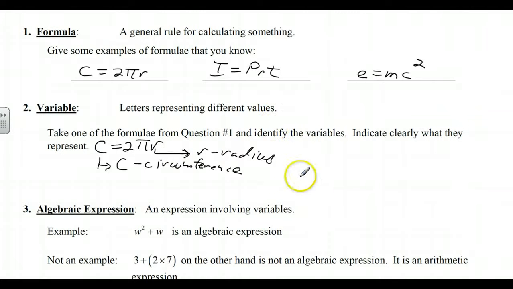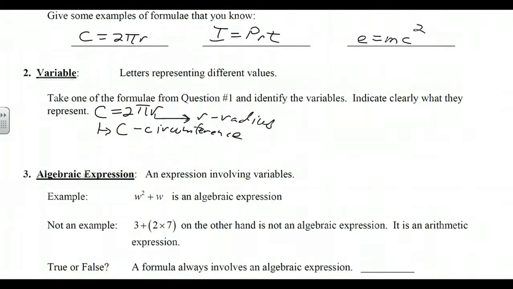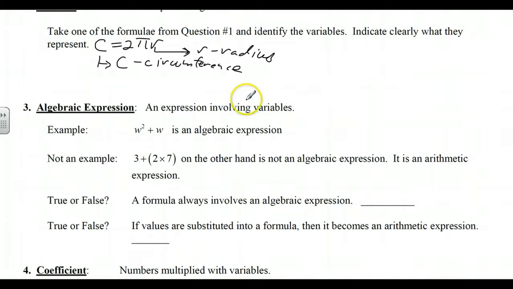Algebraic expression, an expression which involves variables. So w squared plus w is an algebraic expression. 3 plus 2 times 7 is not. That's an arithmetic expression. It's arithmetic if you can evaluate it, right? 14 plus 3 is 17.